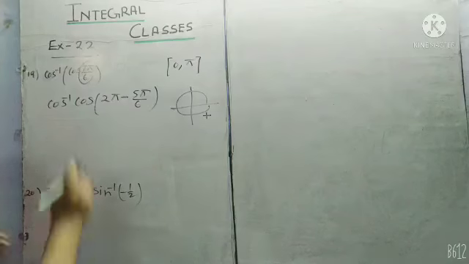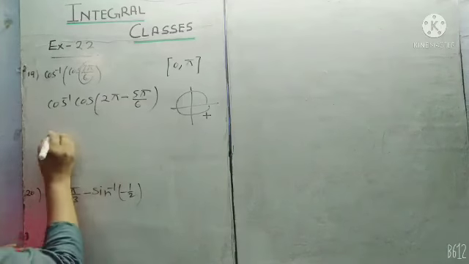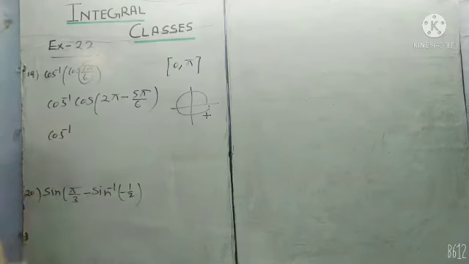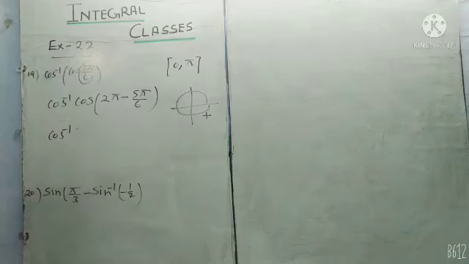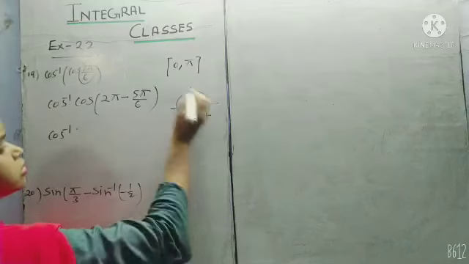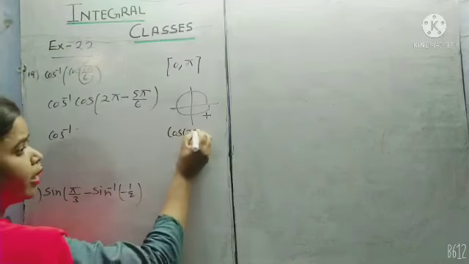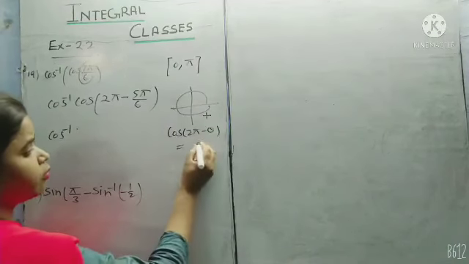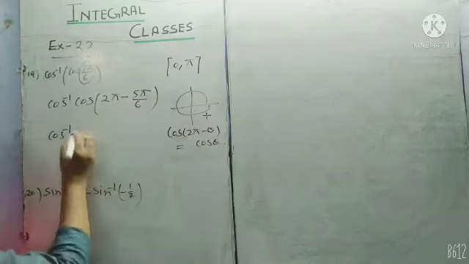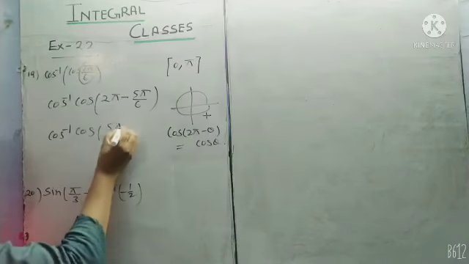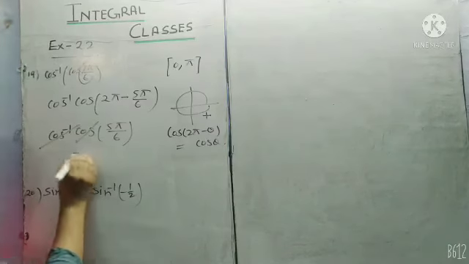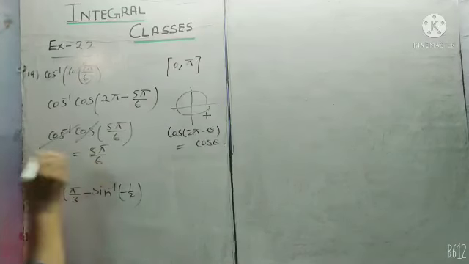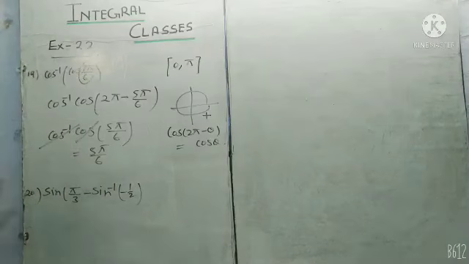Now cos inverse cos of 2 pi minus 5 pi by 6. It means we will use cos of 2 pi minus theta, which becomes cos theta. So we will write cos 5 pi by 6. Now cos and cos inverse cancel each other. So the answer is 5 pi by 6. It is the answer of question 19. So option B is correct here.